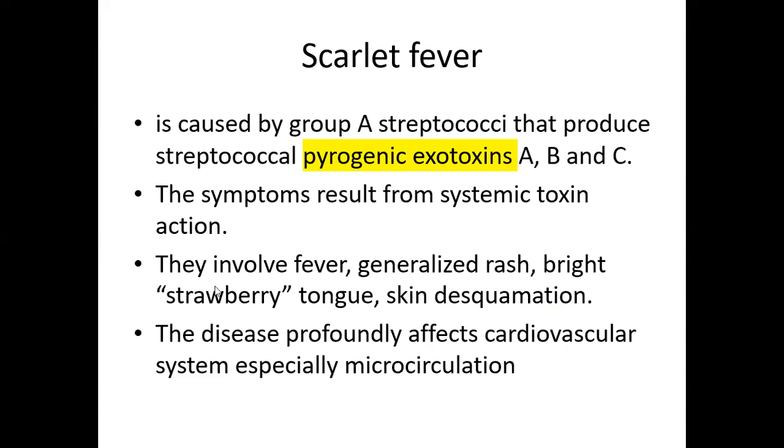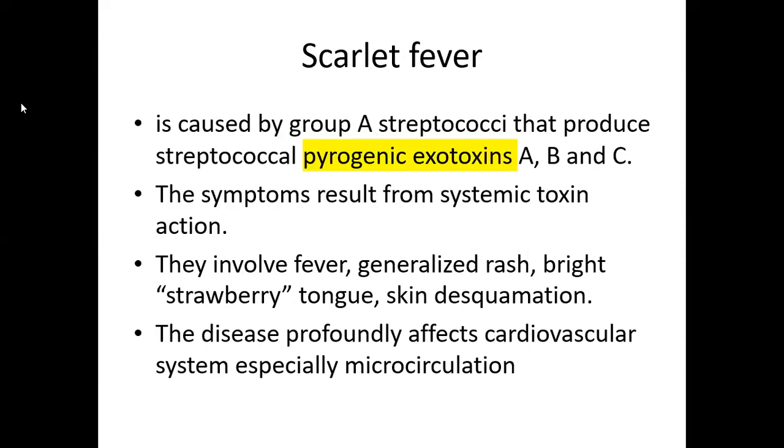Scarlet fever is caused by group A streptococci that produce streptococcal pyrogenic exotoxin A, B, and C. The symptoms result from systemic toxin action. They involve fever, generalized rash, bright strawberry tongue, and skin desquamation. The disease profoundly affects the cardiovascular system, especially microcirculation.